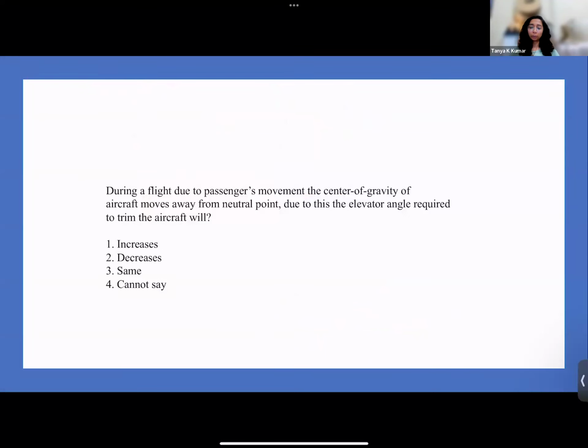During a flight, due to passengers' movement, the center of gravity of the aircraft moves away from the neutral point. Due to this, the elevator angle required to trim the aircraft will. This is similar to one of the questions that we had, where CL trim 1 equals CL trim 2. In both cases, we need to trim at the same CL. Now look at the condition: CG moves away from neutral point. So will the delta E required increase or decrease?